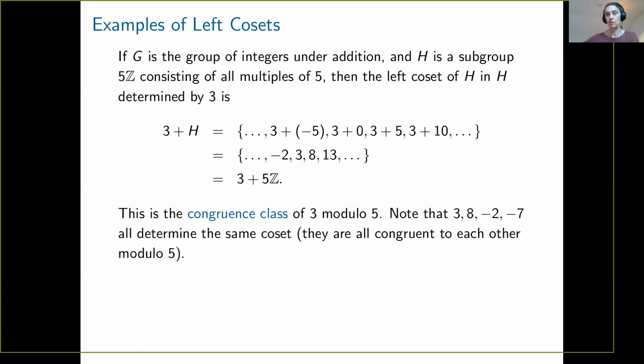Then we get another set of integers, again spaced apart by 5, but this time instead of 0, 5, 10, it's 3, 8, 13, and so on. So this is the congruence class of 3 modulo 5. In the language of group theory, it's a coset of the subgroup 5Z, represented by 3, or by 8, or by minus 2, or whatever. All of those elements determine the same coset, since they're all congruent to each other modulo 5. The different cosets of 5Z in Z are just the congruence classes modulo 5. So this is an example we're already familiar with from studying modular arithmetic.